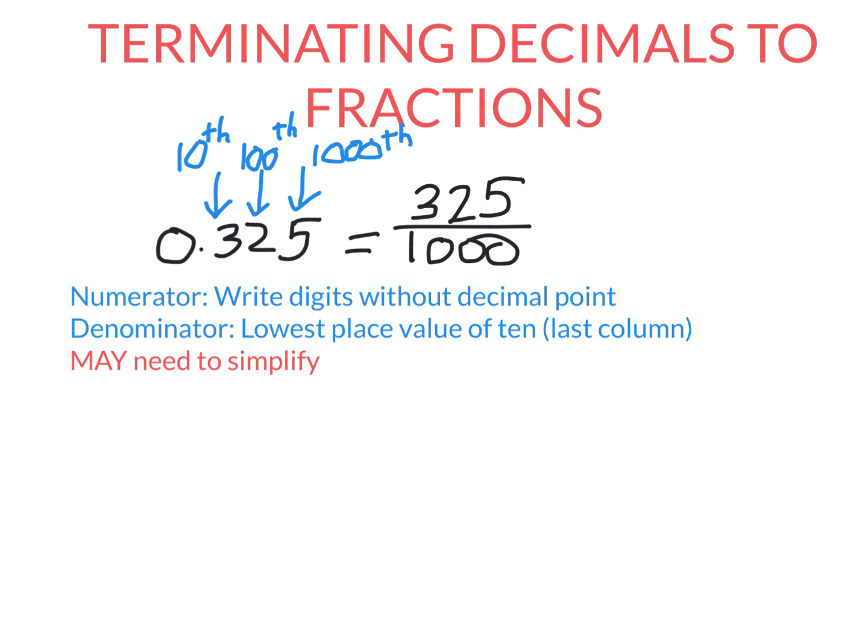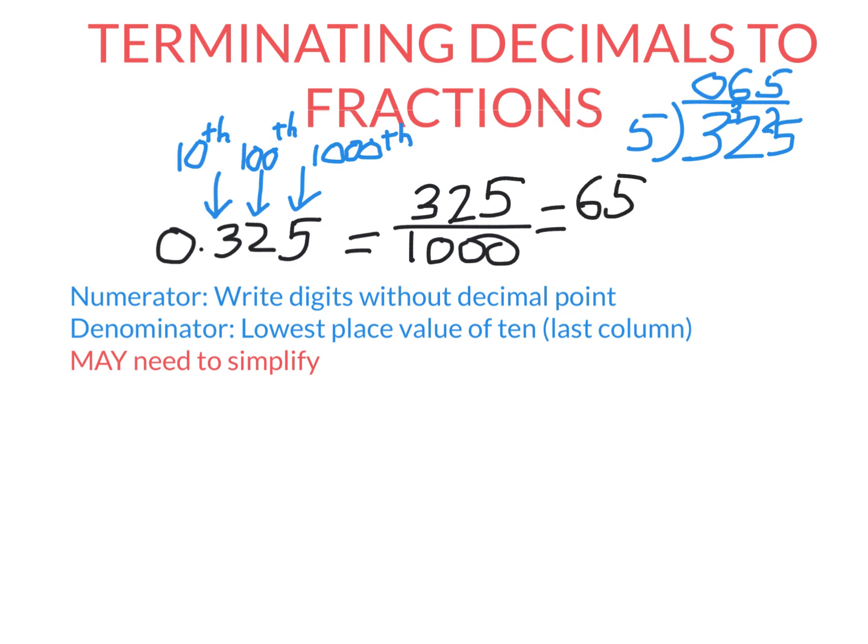So if we're really stuck on how to do this, we can do our short division, 5 into 325. So 5 goes into 3 0 times, remainder 3. 5 goes into 32 6 times, remainder 2. 5 goes into 25 5 times. So 325 divided by 5 is 65, and hopefully you know 1,000 divided by 5 is 200.